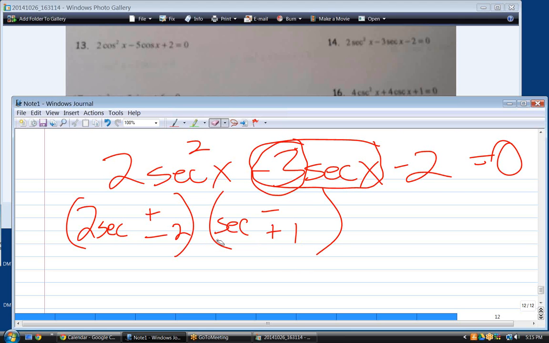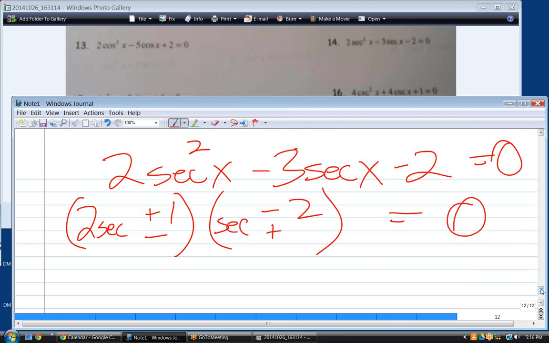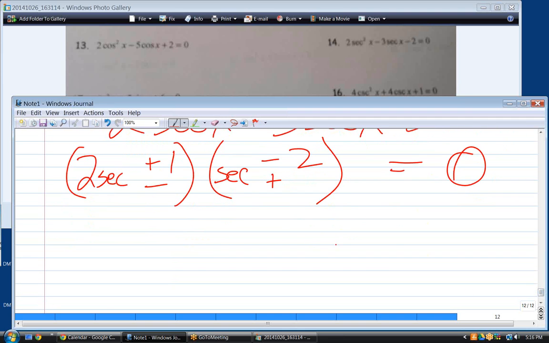In other words, the next thing to do would be to try putting the 2 on the right side and the 1 on the left. Well, about that. Does that produce the correct middle term? Yeah. Yes, it does. Okay, so now let's solve this. And I'm going to erase these. They aren't needed anymore.